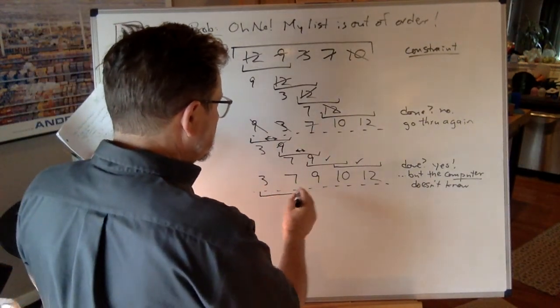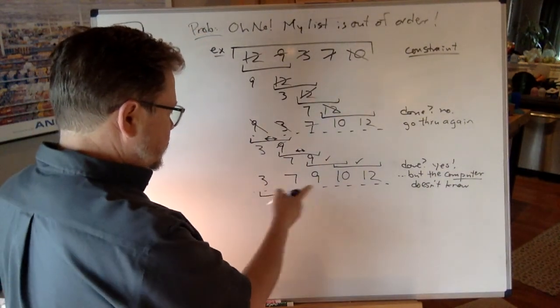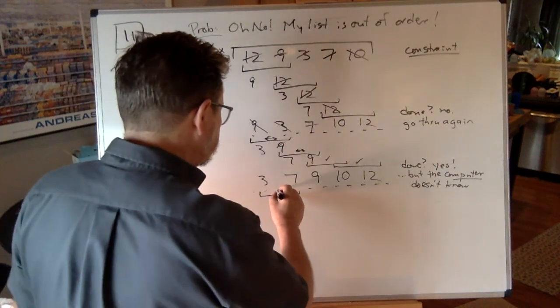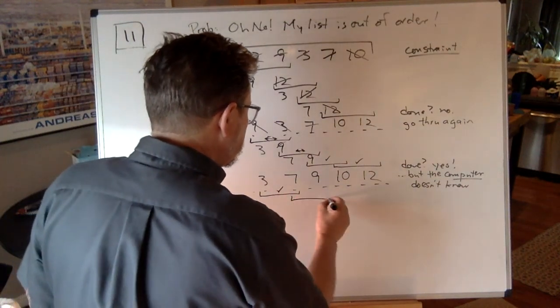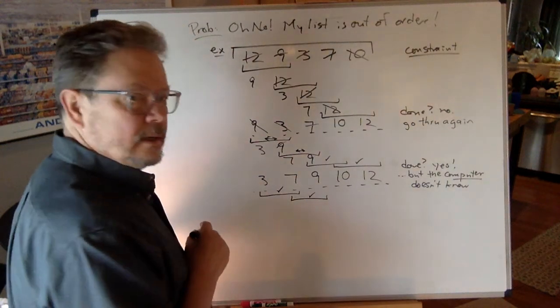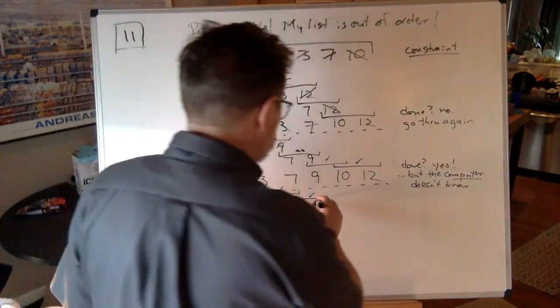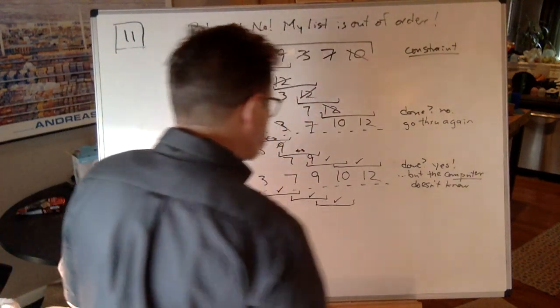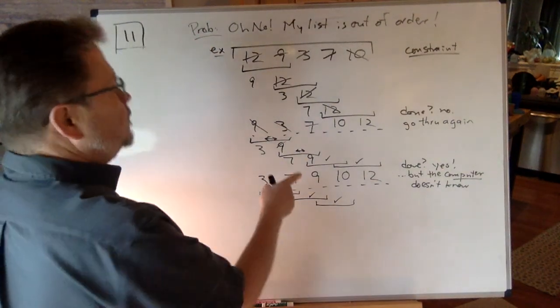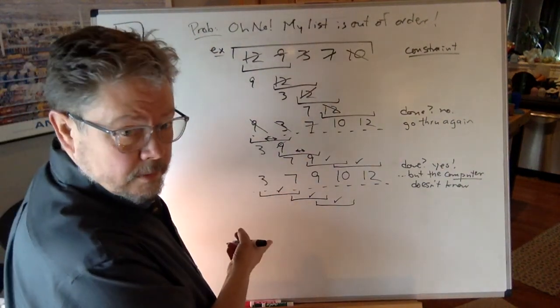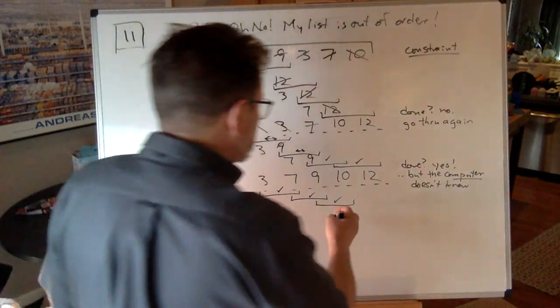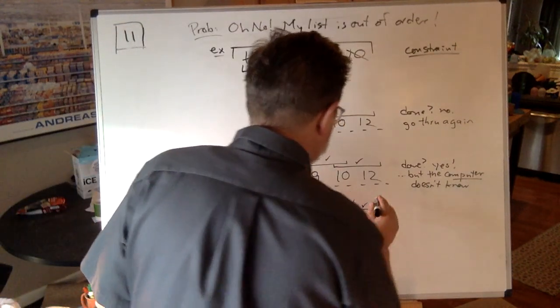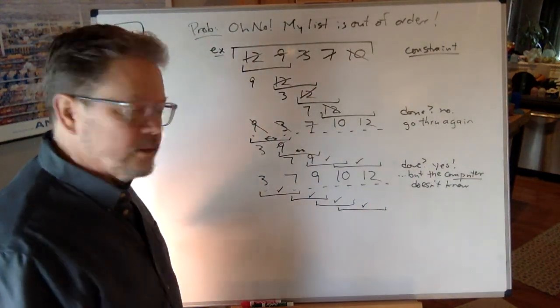We start and we'll look at the first pair again. You know what? That's in order. We don't have to swap this time. Check. Then move on. 7 and 9, are those okay? Yep, those are okay. We didn't have to swap them, so they're in order. 9 and 10, those are in order, don't have to swap them. 10 and 12, those are in order, don't have to swap them. Check, check, check, check, check.